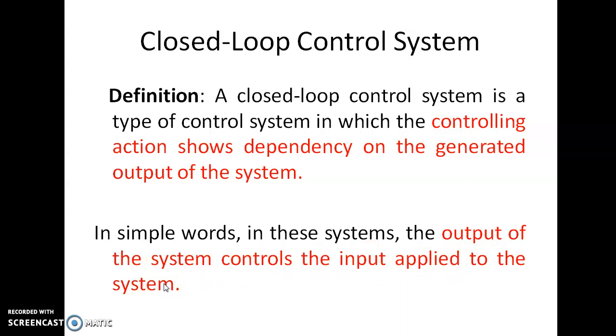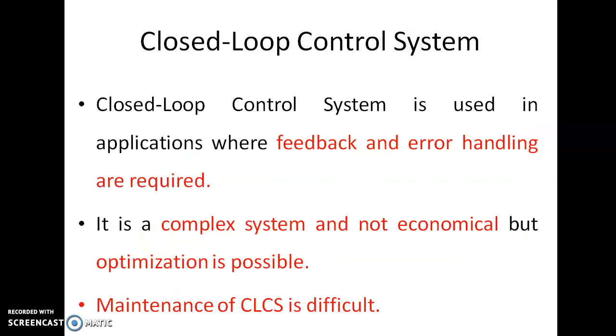So a closed loop control system contains feedback, and the feedback is given from output to the input, and the input of the system is dependent on the output, and control action is dependent on the output of the system. It is used in applications where feedback and error handling are required. It is a complex system and not economical, but optimization is possible through this system. Maintenance of a closed loop control system is difficult.